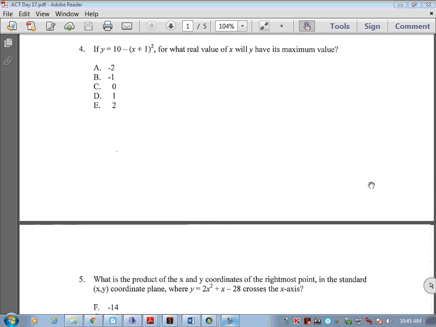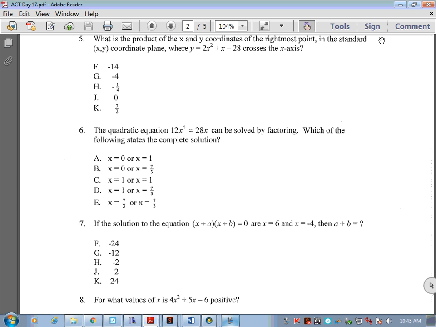All right. Let's see. Number 5. 5 through 9. Yeah, Ryan? Number 5: what is the product of x and y coordinates of the rightmost point in the xy coordinate plane where 2x squared plus x minus 28 crosses the x-axis?